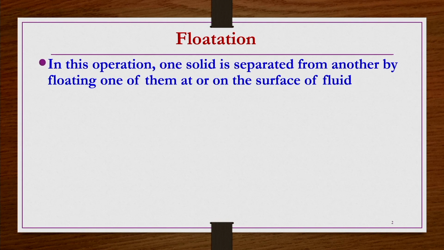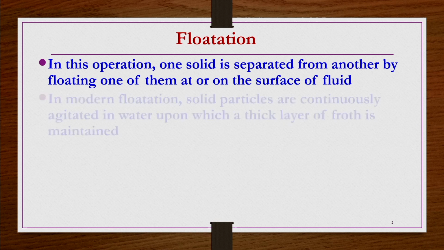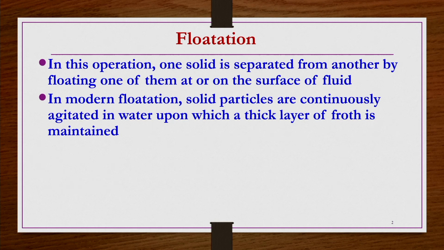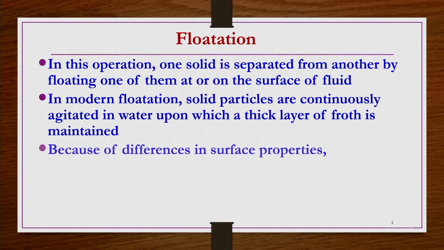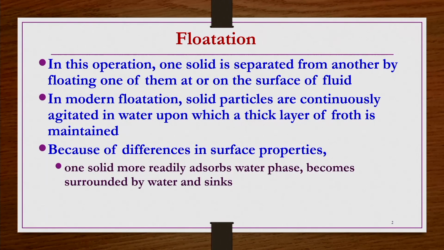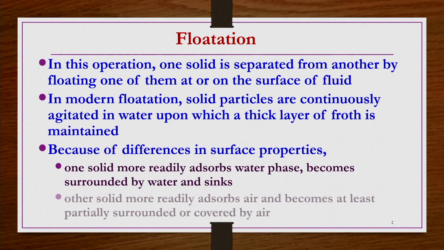So, flotation: in this process one solid is separated from another by floating one of them at or on the surface of a fluid. In modern flotation, solid particles are continuously agitated in water, upon which a thick layer of froth is maintained. Because of differences in surface characteristics, one solid more readily absorbs the water phase, becomes surrounded by water and sinks, as in the mineral ore example. In that case the gangue is readily absorbed by the water phase, surrounded by water, and sinks.